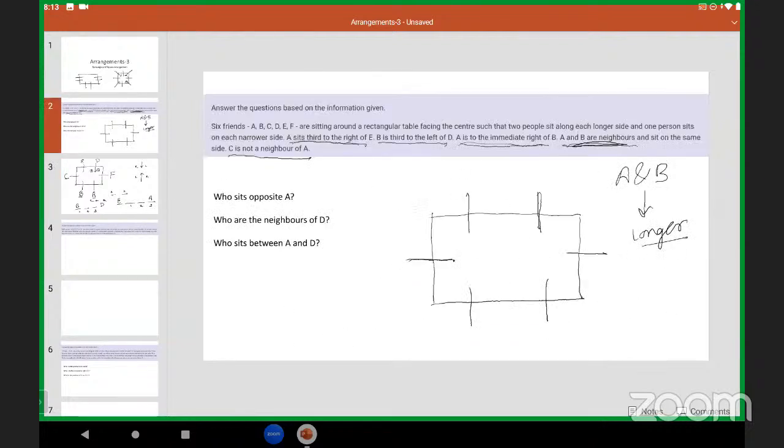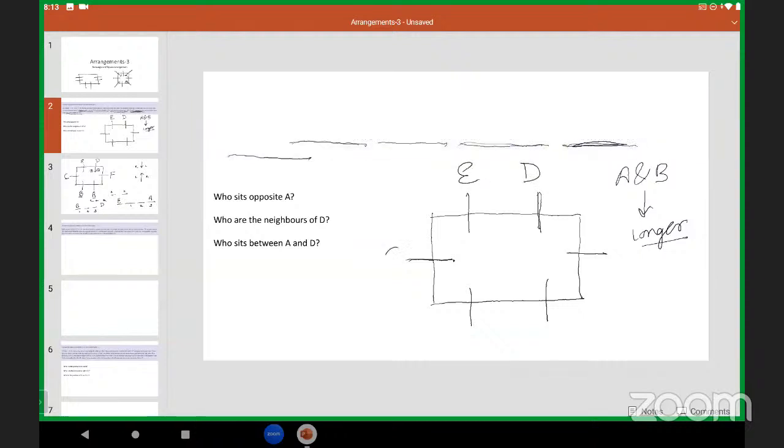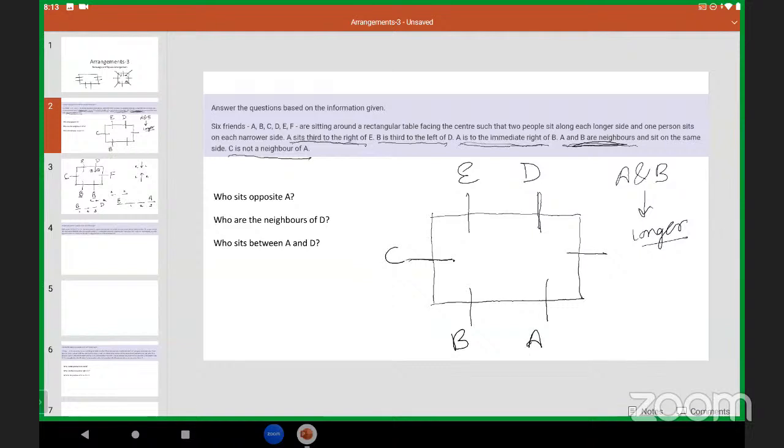Try to look at the statements, read them, and check it once. Try to solve by your own.